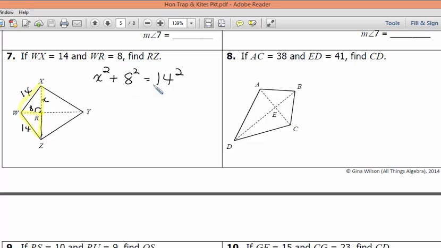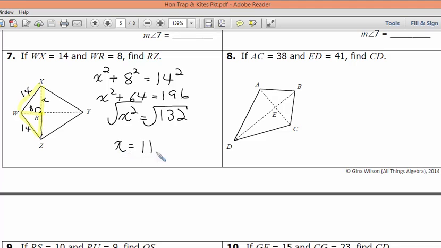14 squared will give me 196, so it's x squared plus 64 is equal to 196. Subtract your 64 from both sides. You'll get x squared equals 132. And then you simply square root both sides, and the square root of 132 will give me 11.489125. I'm going to round to the nearest tenth, so x will have a value of 11.5.